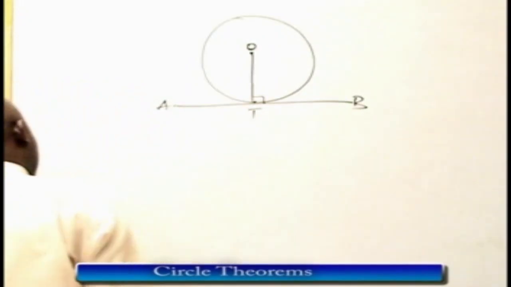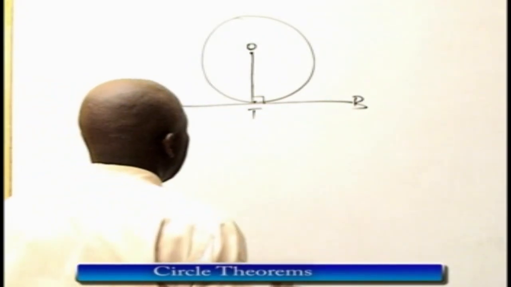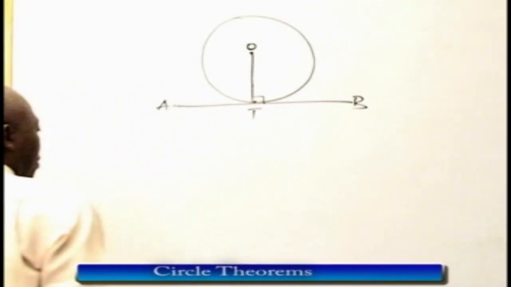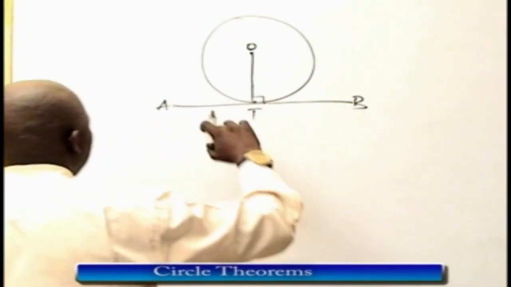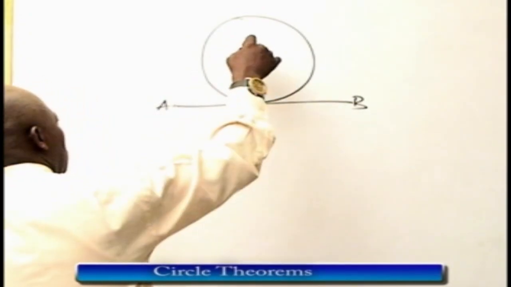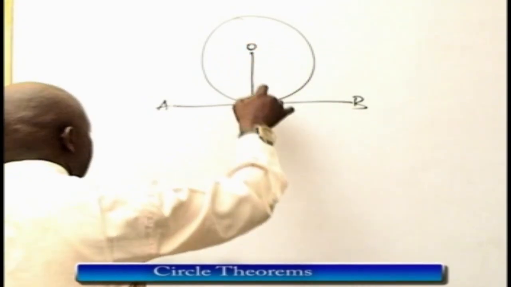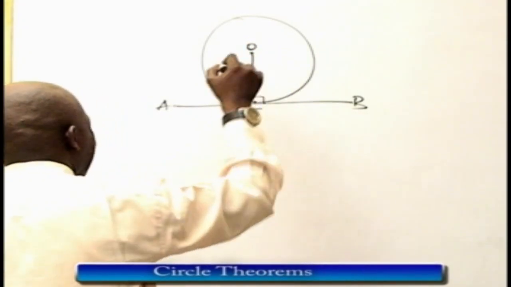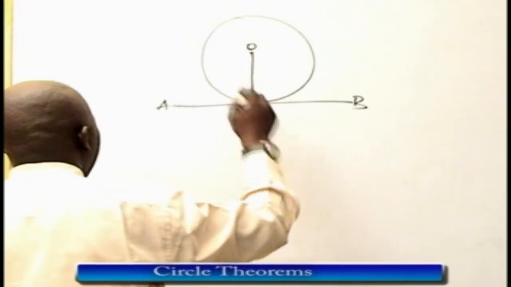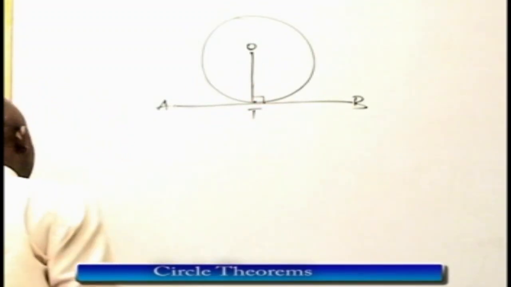This will help you when you are dealing with questions in circle theorem. If you find out that they told you that line AB is tangential to a circle, and from the center of the circle you draw a line straight to the point of the tangent, you know that that radius is standing to that tangent at 90 degrees. So that is the advantage.